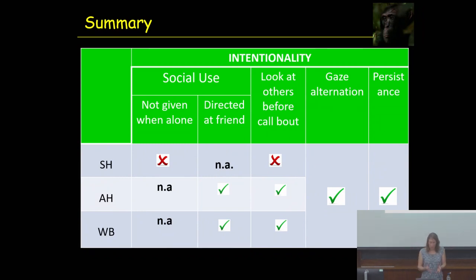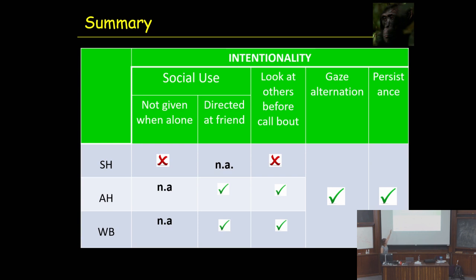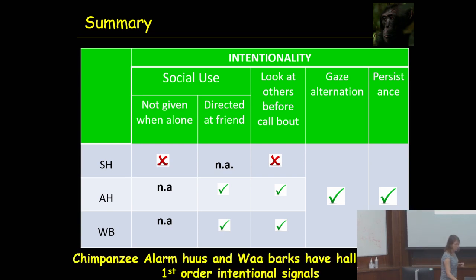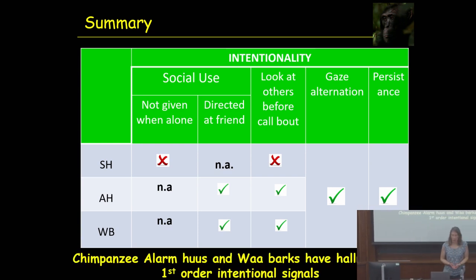So if we summarise what we've seen across the different call types, we've got soft hoos in the first row, alarm hoos, then wah barks. Soft hoos we don't really have a lot of evidence for being used intentionally, but alarm hoos and wah barks met all of the criteria that we could test them against. So we would argue that chimpanzee alarm hoos and wah barks have the hallmarks of first order intentional signals.